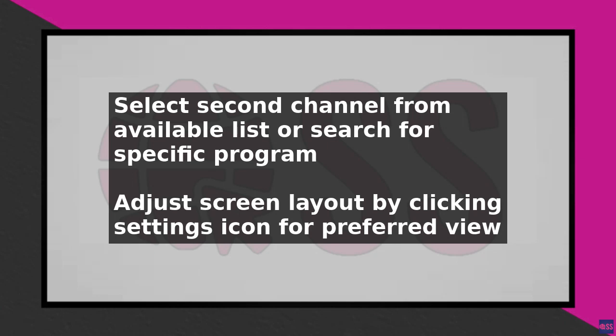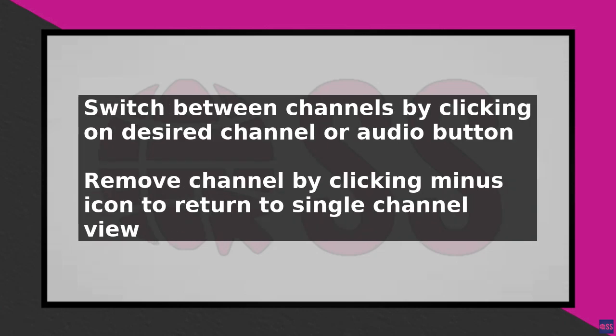Best practices for using the split screen feature on YouTube TV include ensuring a stable internet connection to prevent buffering or lag, and adjusting the screen layout to suit your viewing preferences. It is also a good idea to check the system requirements for your device to ensure it can handle the split screen feature.